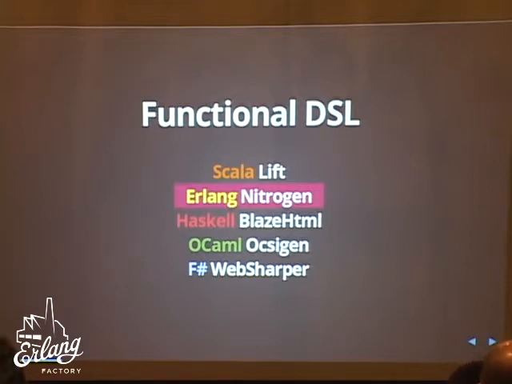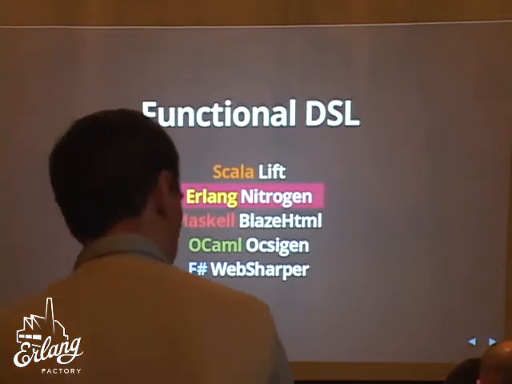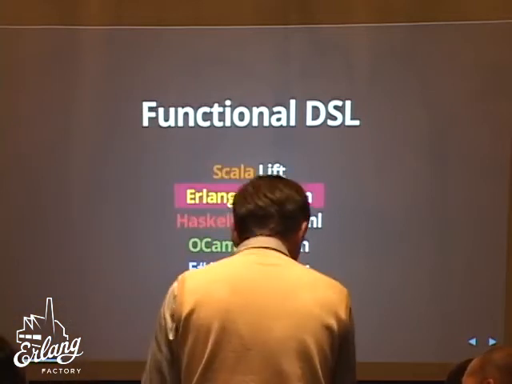All these web frameworks are very similar. OCaml Eliom, again the same. You are specifying the web page not in HTML, not using templates, but using the OCaml language, and this is being rendered on the server and pushed back to the client. So WebSharper on F sharp, Haskell Blaze HTML. On Haskell, actually, you have a lot of choices to create web applications. Blaze HTML is just an example.